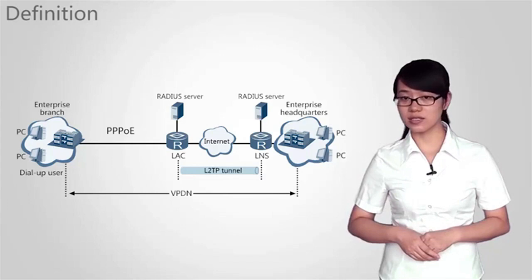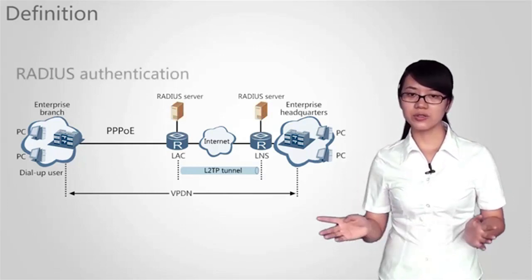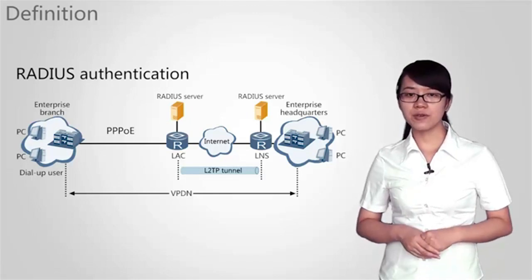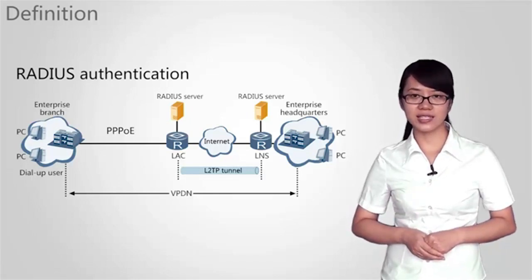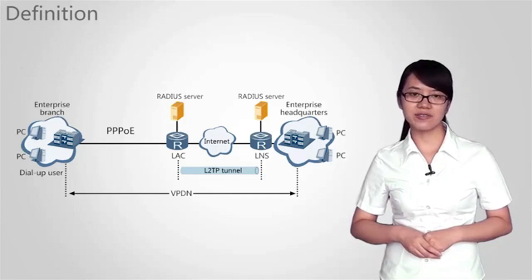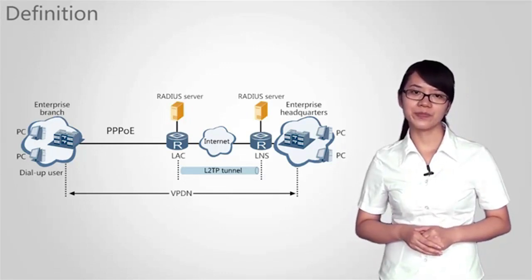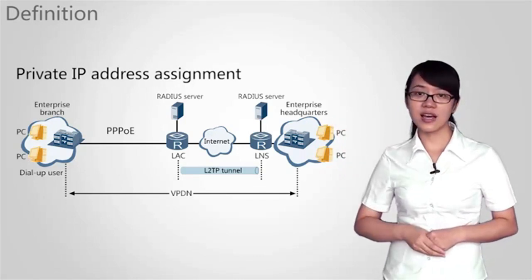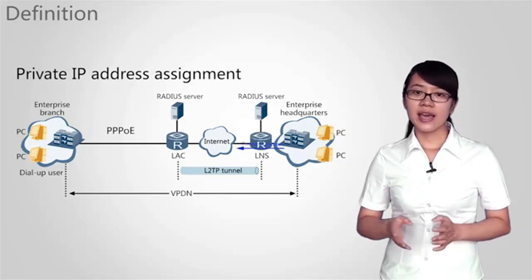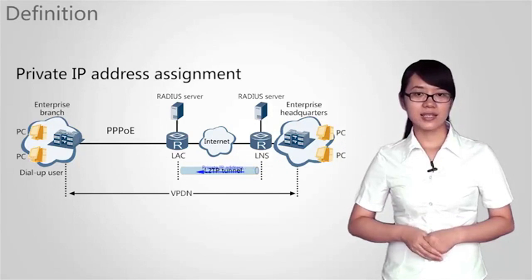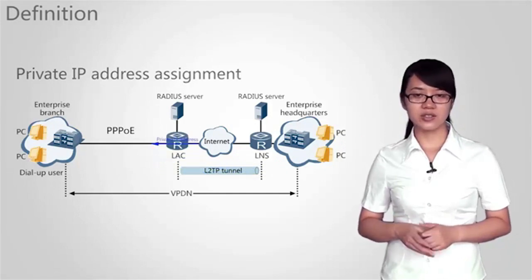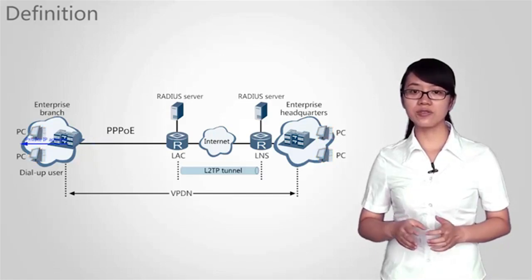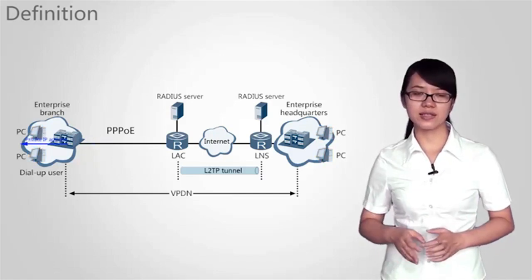This ensures data security. Number 2. Radius authentication. You can save user information on the device for local authentication or on the Radius server for remote authentication. And number 3. Private IP address assignment. The enterprise headquarters gateway assigns private IP addresses to L2TP users. In this way, the enterprise can uniformly plan IP addresses.